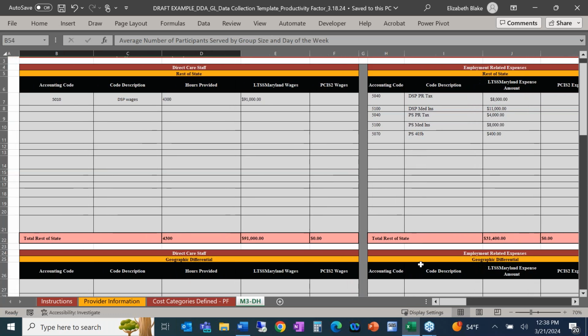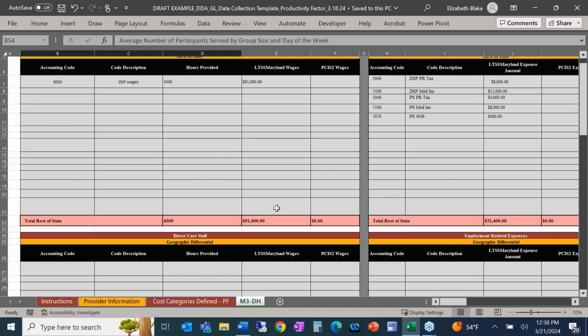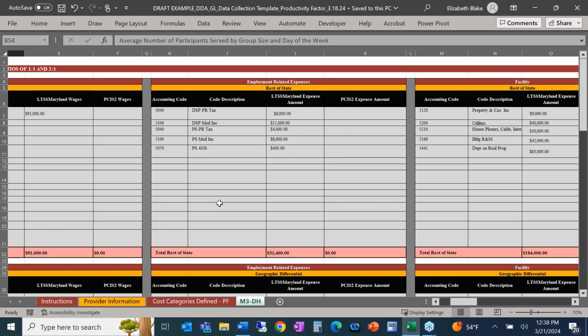So like I said, direct care staff is not going to change. The only thing that has essentially changed about this is what you enter here at the top is going to auto-populate down here in pink. But going into our ERE, so employment-related expenses, this is where we're going to start making some important distinctions. So this is the category where we want to include things like insurance, FICA, unemployment, workers' comp, and medical in the top section up here.